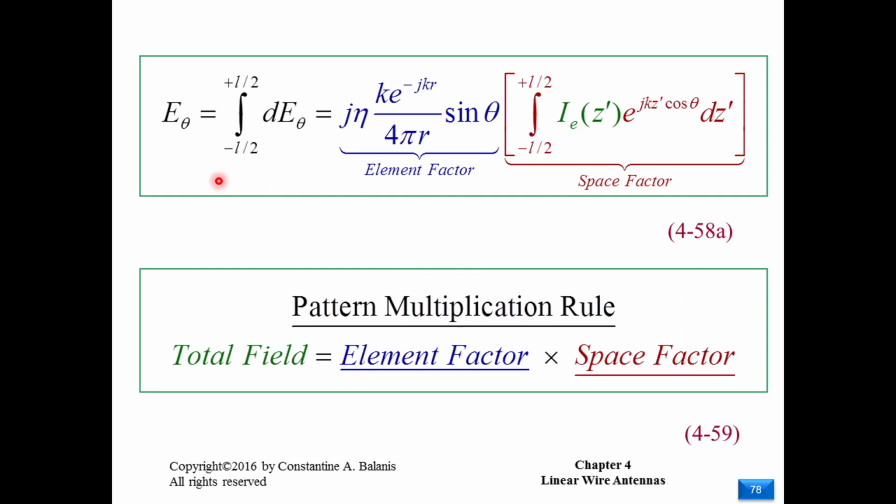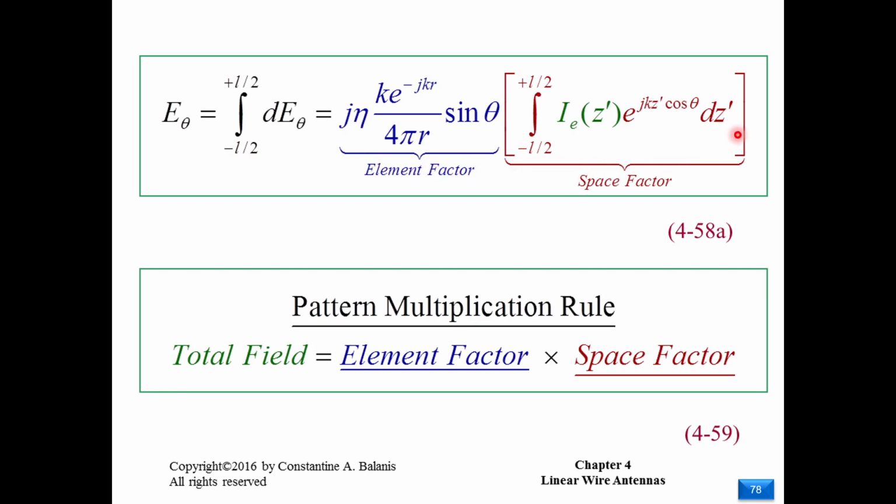If we have an arbitrary length antenna, where the real antenna has an arbitrary length equal to L, we're going to integrate the radiated field over the whole length of the antenna. So dE theta, what we found in the previous slide, is the radiation from an infinitesimal current dipole element, and we integrate over the whole length.